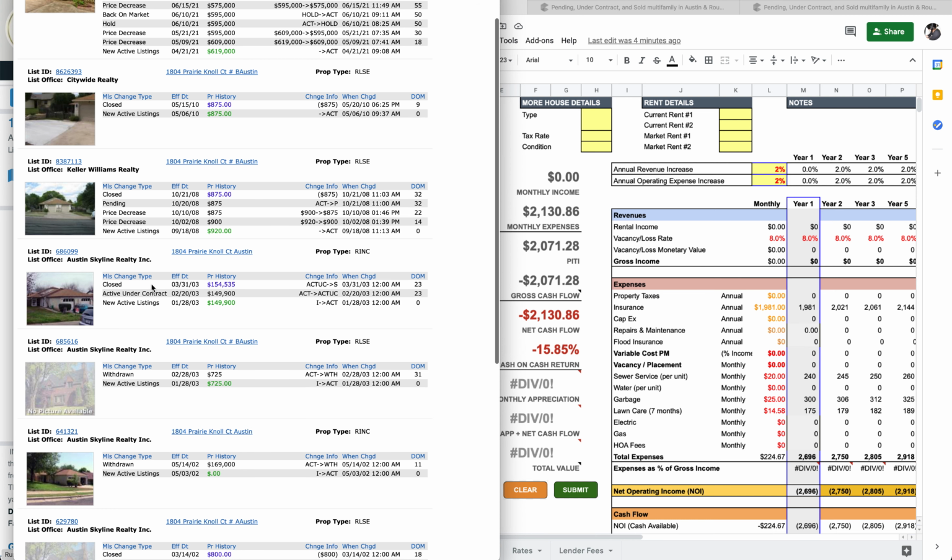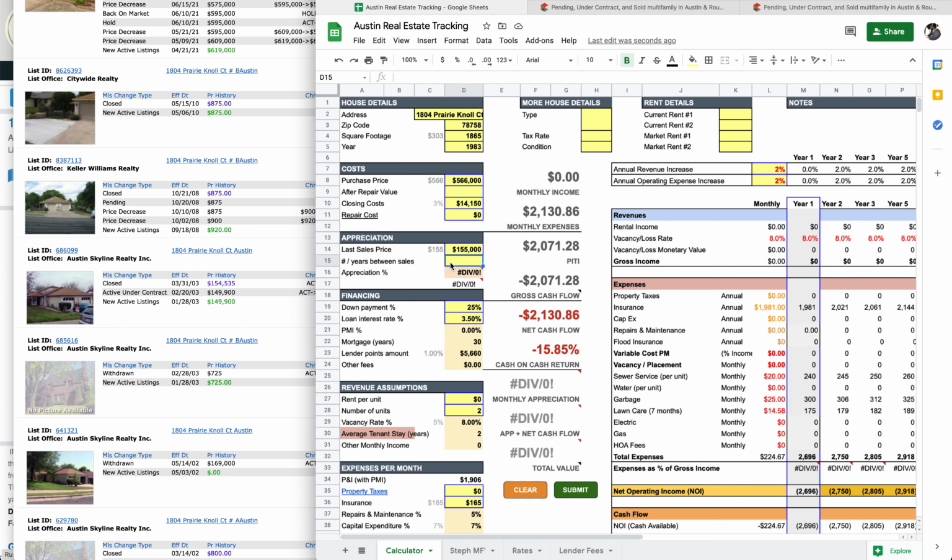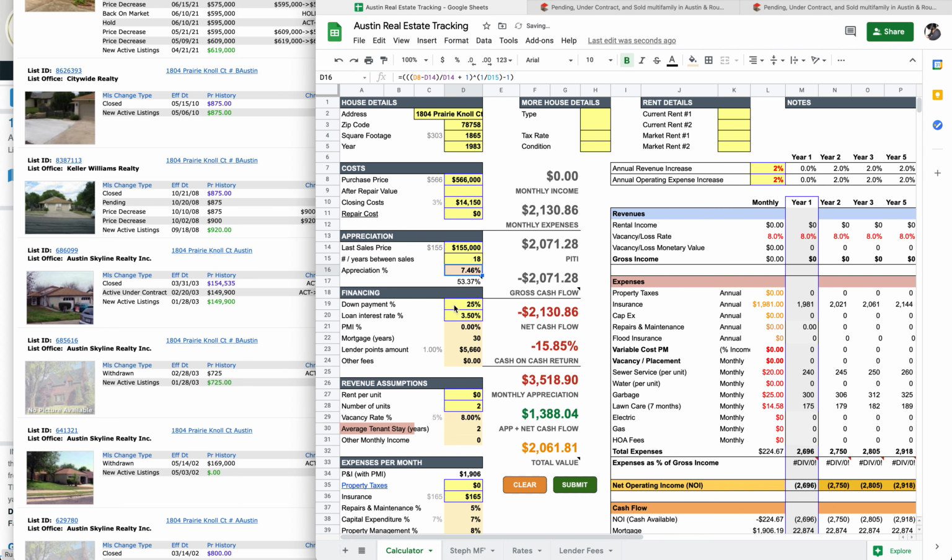What we want is the last sales price for this property, which looks like it was 154. I'm just going to say 155 to round up. And for the number of years since last sale, it sold in 2003, which means it's been 18 years since then. It automatically calculates what the appreciation percentage has been for the past 18 years, which is around 7.5%.